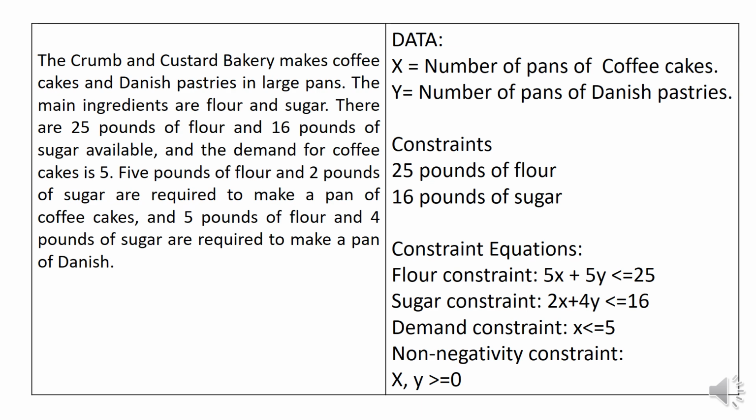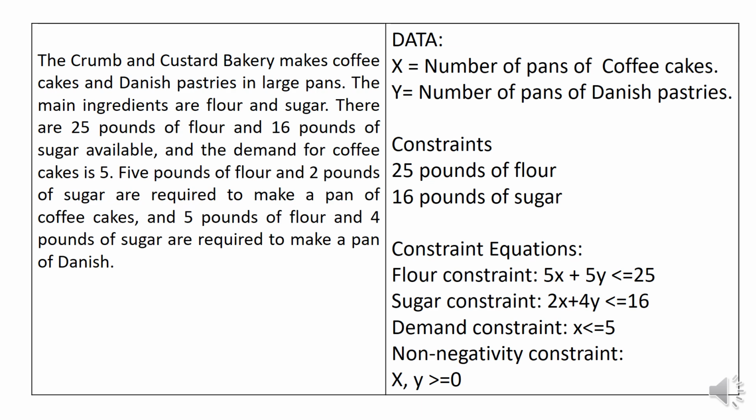So in every linear problem, we have the constraints, and we have to minimize the cost or maximize the profit. So constraints must be there. The constraints here are the flour and the sugar. There are 25 pounds of flour and 16 pounds of sugar available. So these are the constraints.